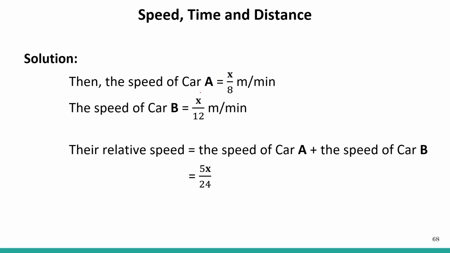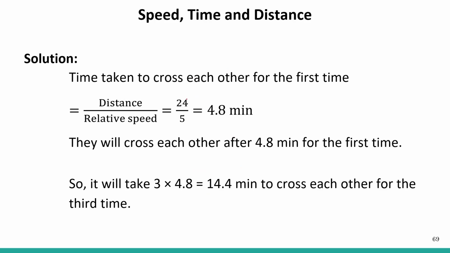x meters long. So car A's speed is x by 8 meters per minute and car B's is x by 12 meters per minute. The relative speed is the speed of car A plus the speed of car B, which is 5x by 24. So 24 by 5 is equal to 4.8, and 3 into 4.8 is equal to 14.4 minutes to cross each other for the third time.